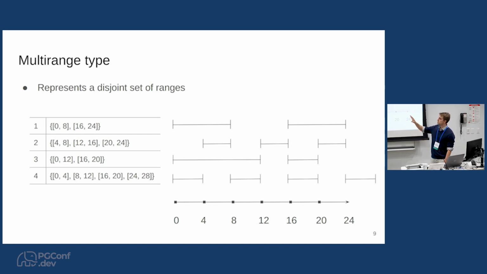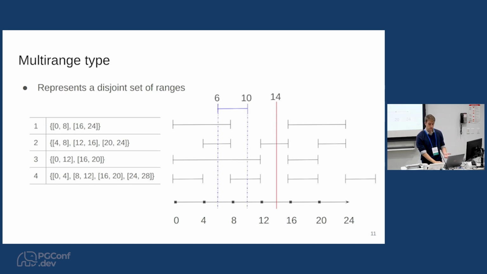Essentially, one multirange represents a distinct set of ranges, so you can have ranges with gaps in between. Here you have 4 examples of multiranges. With these multiranges, you can apply a set of operators. Typically, you could ask, which are the multiranges that contain the number 14, for example? Here, visually, you can see the second multirange contains number 14. The other ones do not.